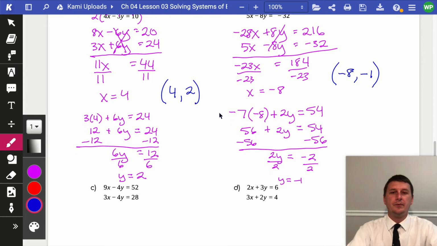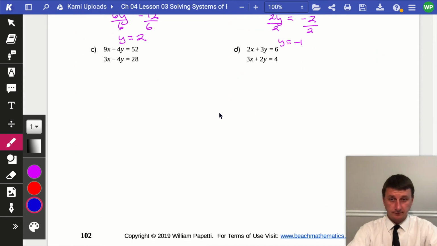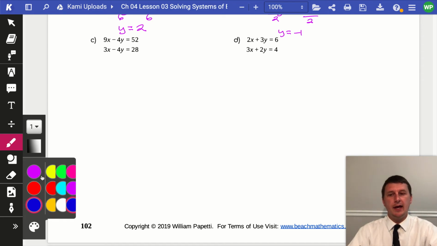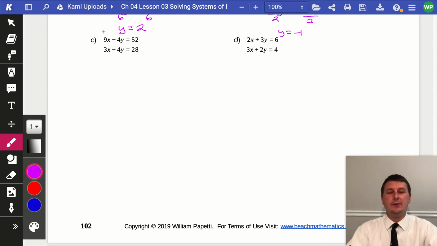Now we go to part C. In part C, we have 9x and 3x. Those do not have opposite coefficients. And we have negative 4y and negative 4y. Those do not have opposite coefficients.